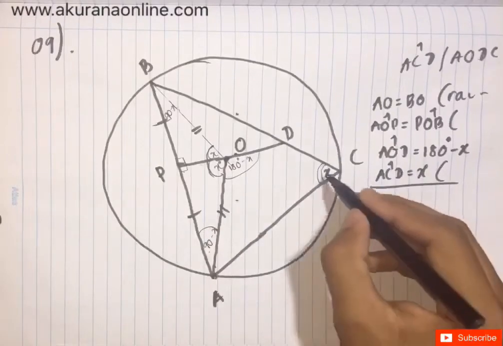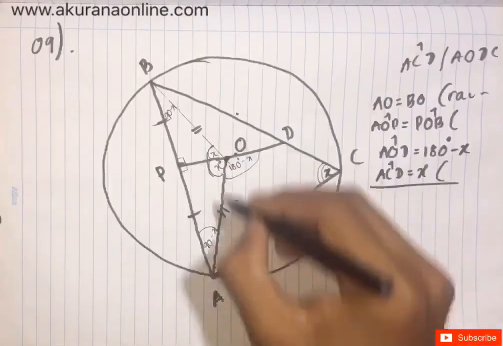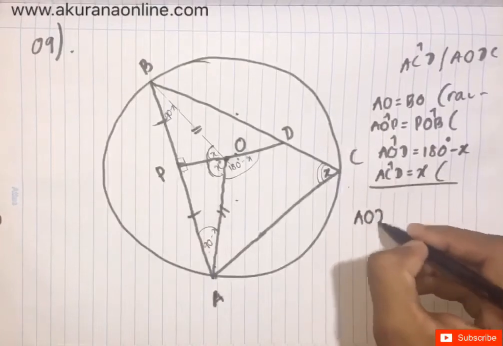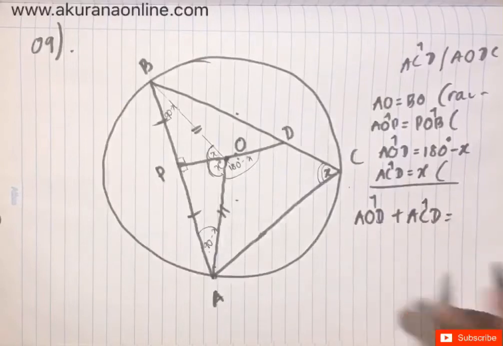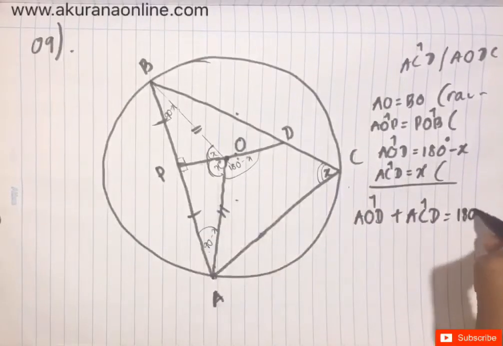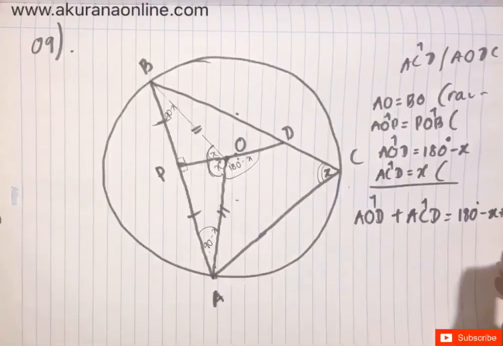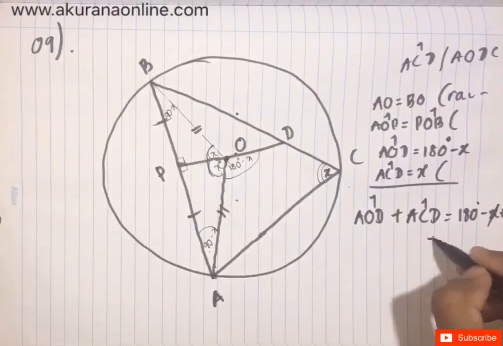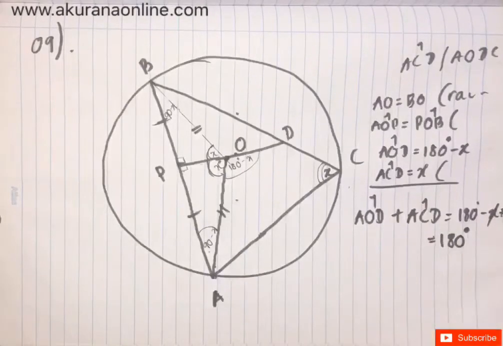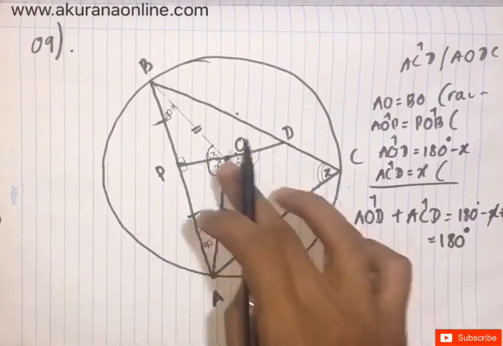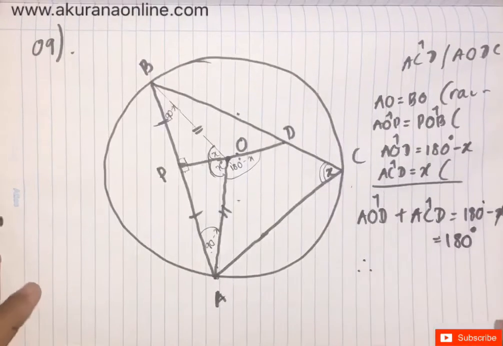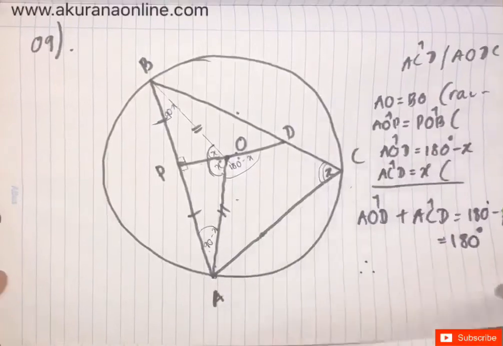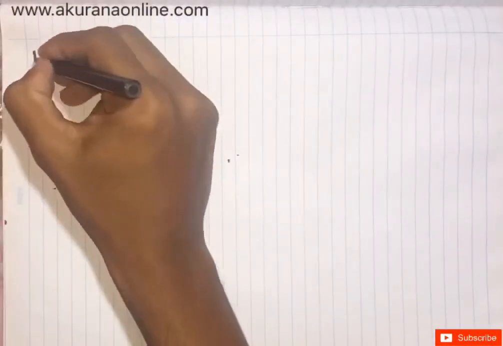Since you know these opposite angles, you can add angle AOD plus ACD. That will give you 180 minus x plus x. The x and x will cancel off, and then you have 180. Therefore you can say AODC is a cyclic quadrilateral. Okay, so I hope that is easy. We don't have much to prove here. And then the 10th one.